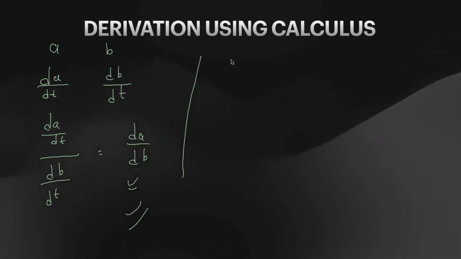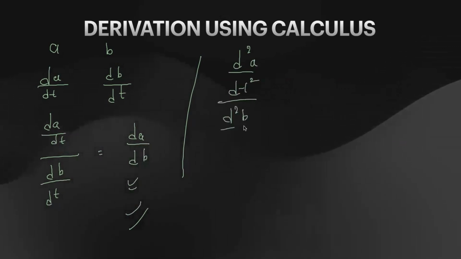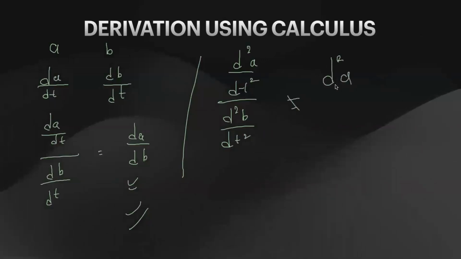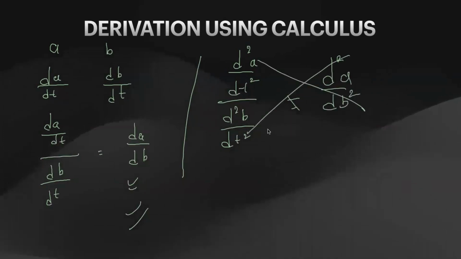You cannot write it like, assume I differentiate a again. So d square a by dt square by d square b by dt square. You cannot write it as d square a by db square. This is wrong. You can't write it like this. But this is correct.